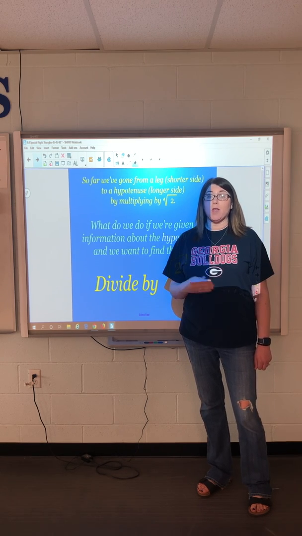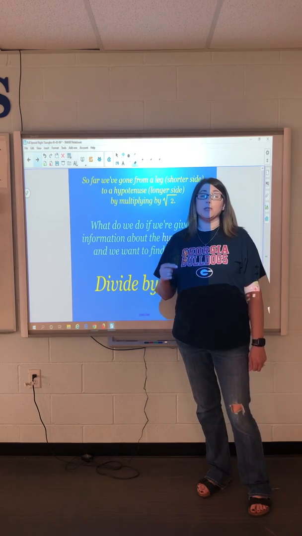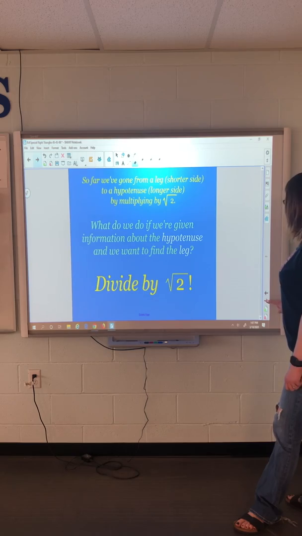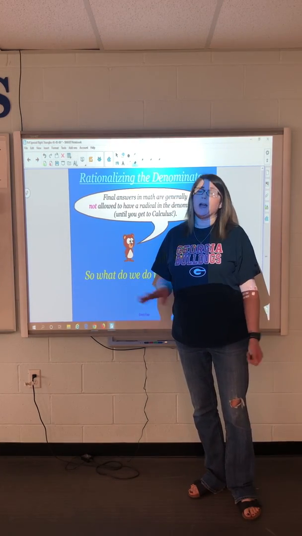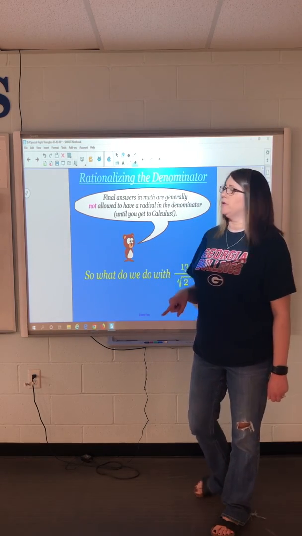So if you have the long side, the hypotenuse of a 45, 45, 90 triangle, instead of multiplying by the square root of 2, we're going to do the opposite, and we're going to divide by the square root of 2. Now this brings you back into some algebra that you may have forgotten because you probably haven't used it that much since you learned it in Algebra 1. So let's go over it together.